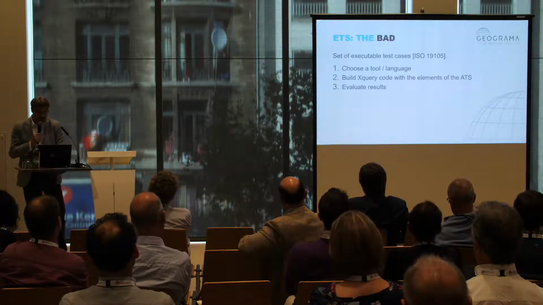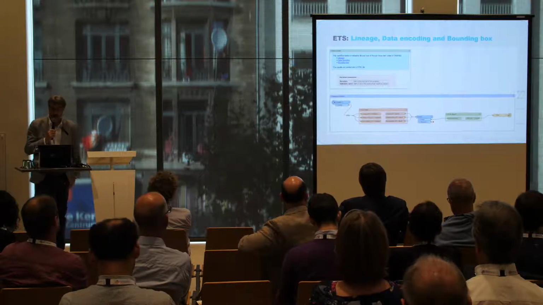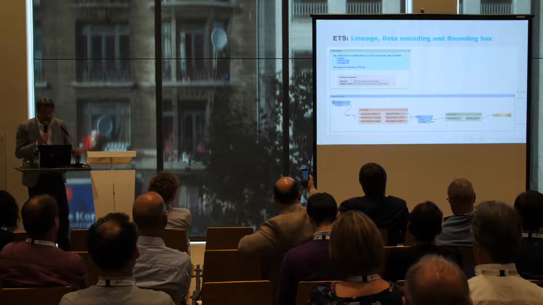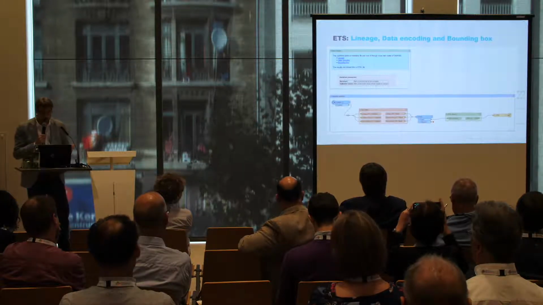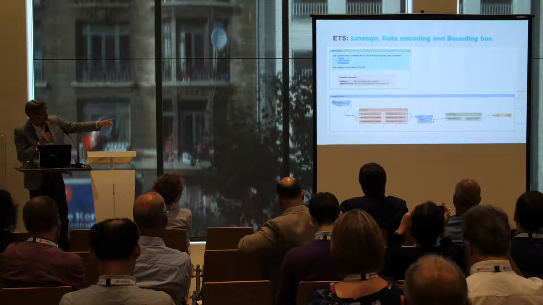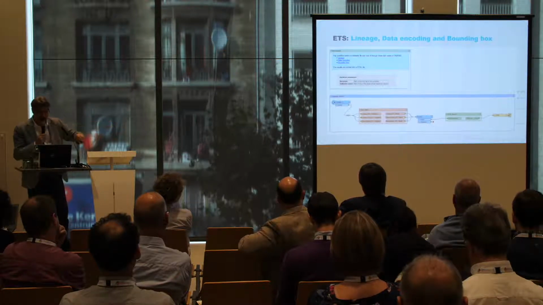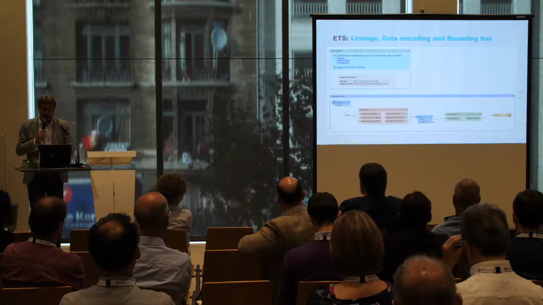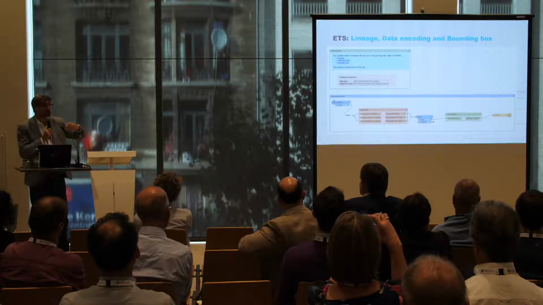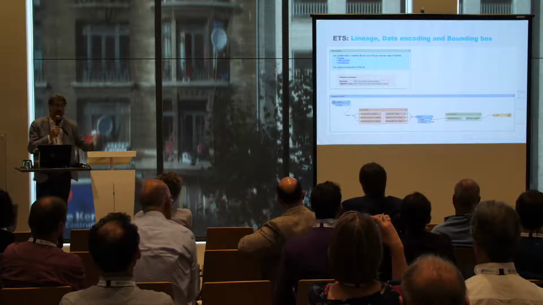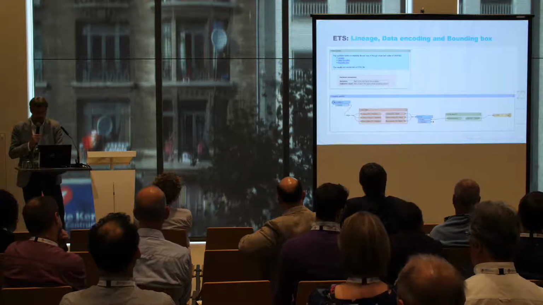Okay, so let's go with the project. In this case, it's a simple project with FME, which will perform 3 tests: lineage, data encoding, and bounding box. You can see the workflow there with the transformers. I don't know if you know FME. Those are the transformers. So you perform the test, and depending on the results, in this case, the outcome is an HTML file that will store the results.